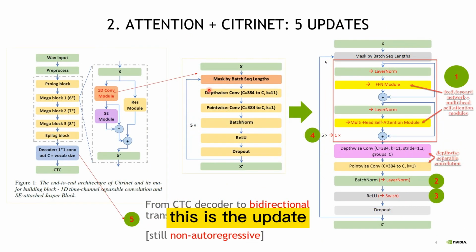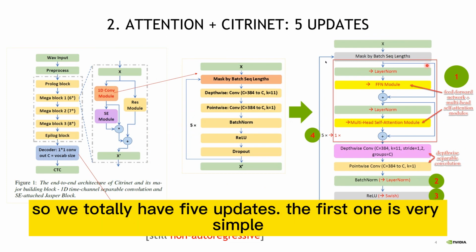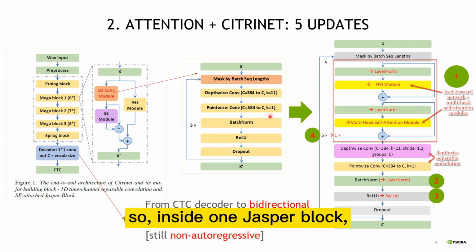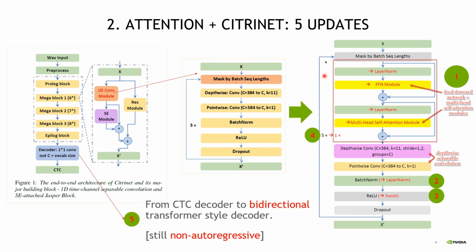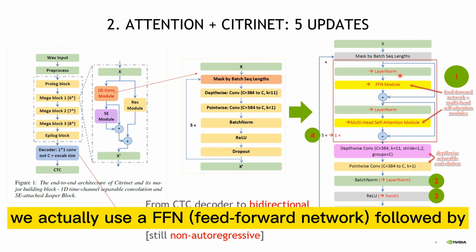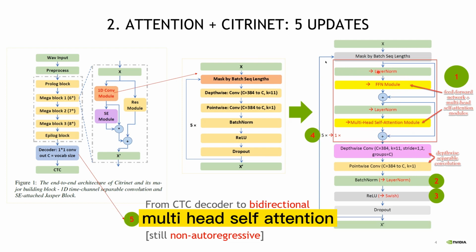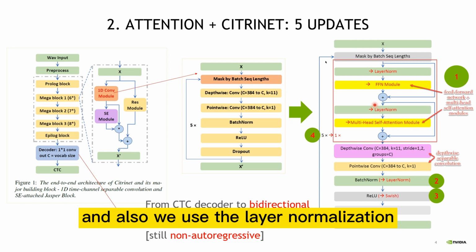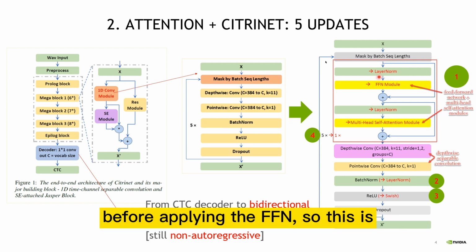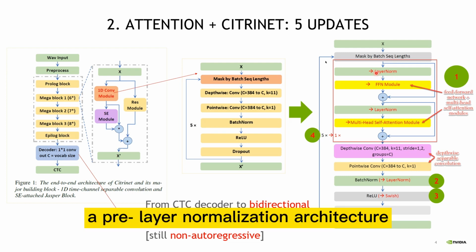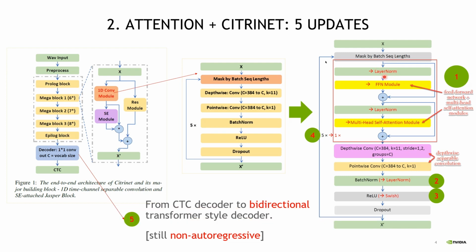So this is the update. So we totally have 5 updates. The first one is very simple. So inside one Jasper block, we actually use FFN followed by multi-head self-attention here. And also we use layer normalization before applying the FFN. So this is a pre-layer normalization architecture.